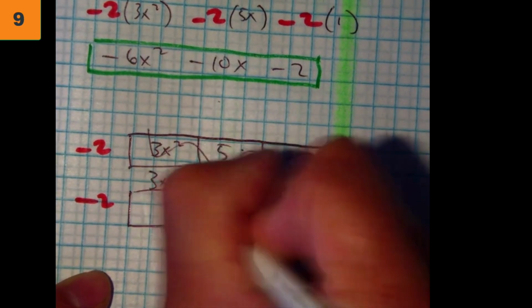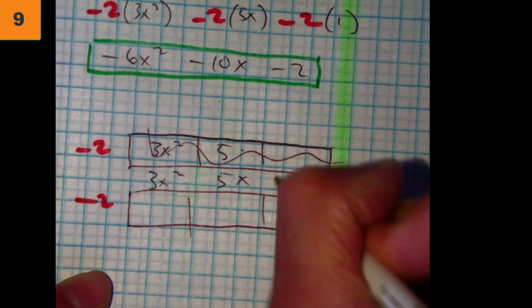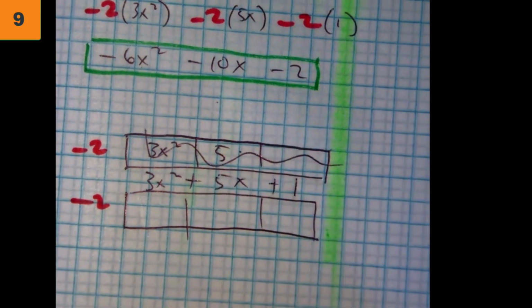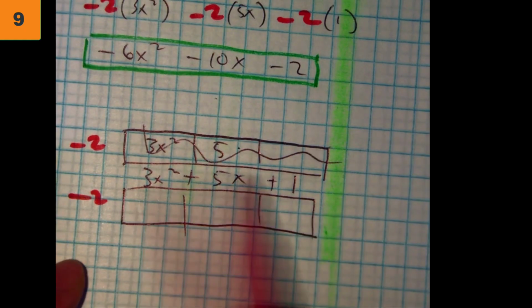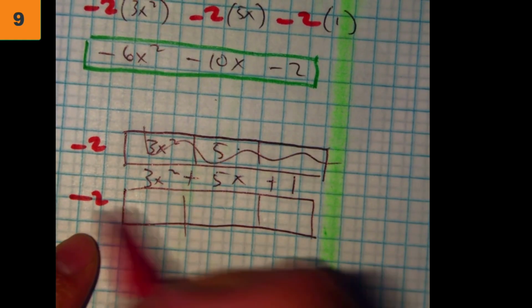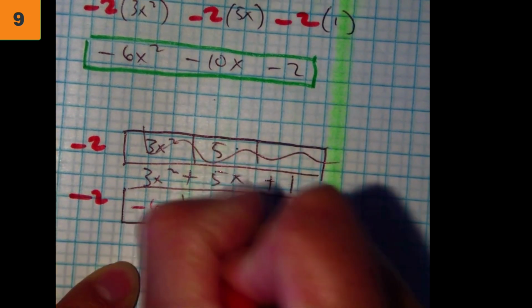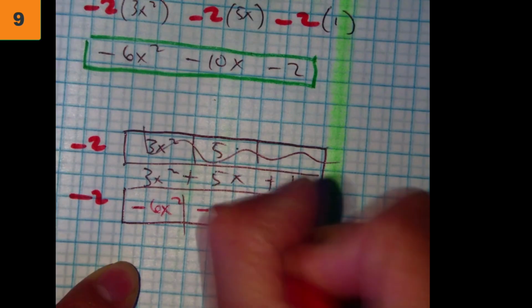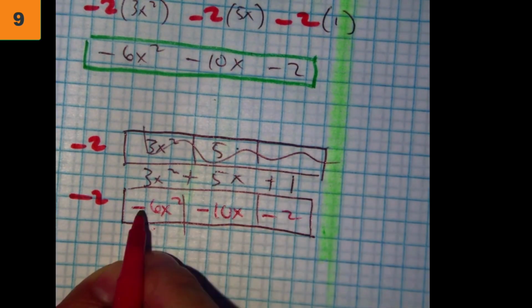Put them on the outside: 3x squared, 5x, and a 1. And the reason why I'm kind of showing you this here, this is the area model. Everyone say area model? We can use this for other forms of multiplication. -2 times 3x squared, same thing. What do you get? Here. And there. -2, and that's my answer. Okay?